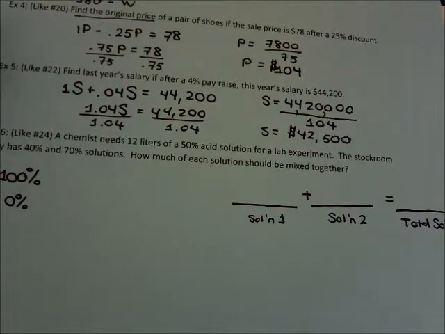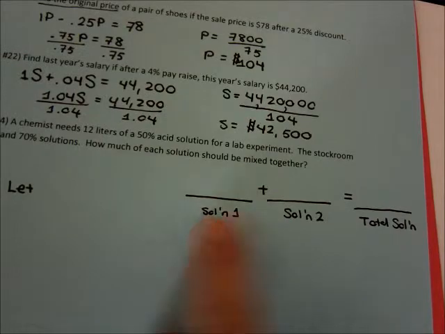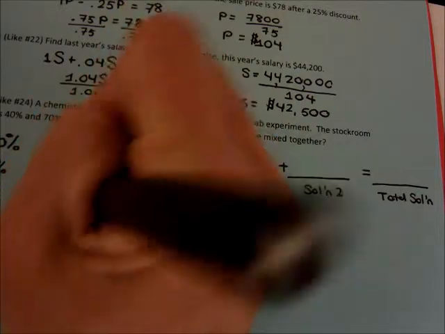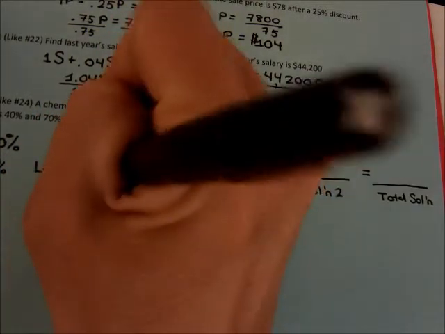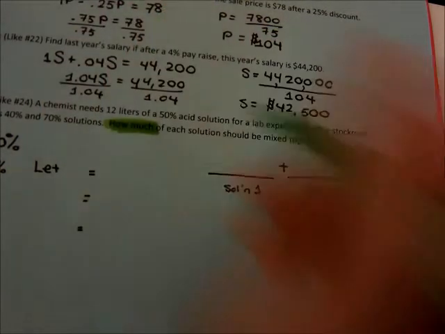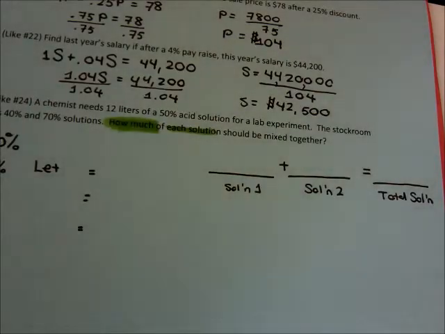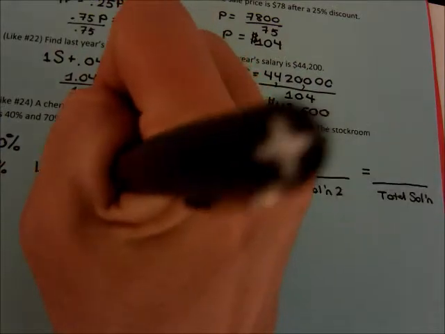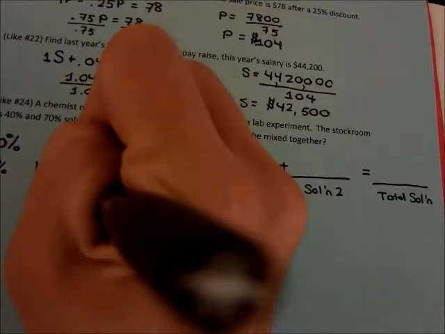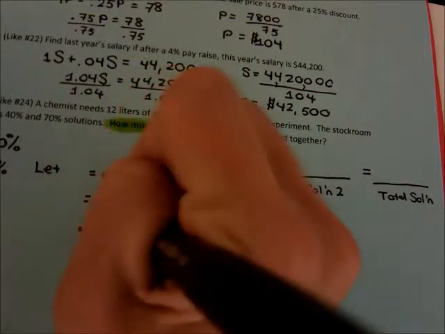All right, let's go back to our let statements. So what's interesting is I'm going to do 3 let statements as well. One for solution 1, solution 2, and a total solution. So I'm going to leave a space, and I'm going to go into my last sentence that says how much. How much is an amount of each? So that's important to note as well. So I'm going to do amount of solution 1, amount of solution 2, and amount of total solution.